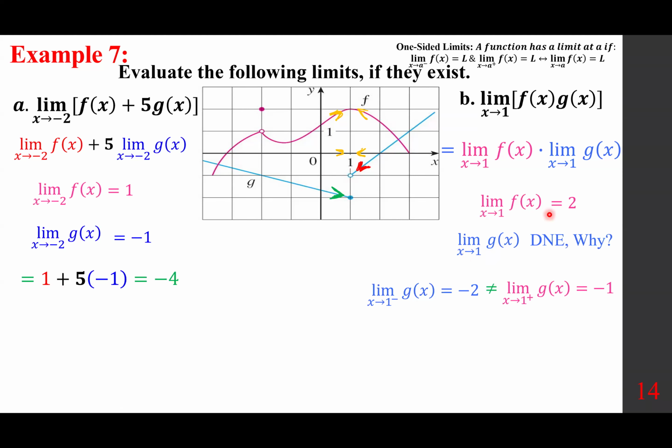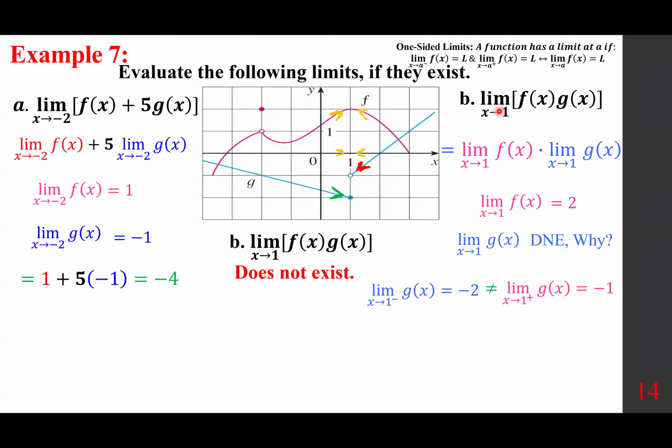The limit of f of x as x approaches 1 equals 2, but not this one. Therefore, the product doesn't have a limit. The limit of f of x times g of x as x approaches 1 does not exist. And we're done. I want to quickly show you the second method.